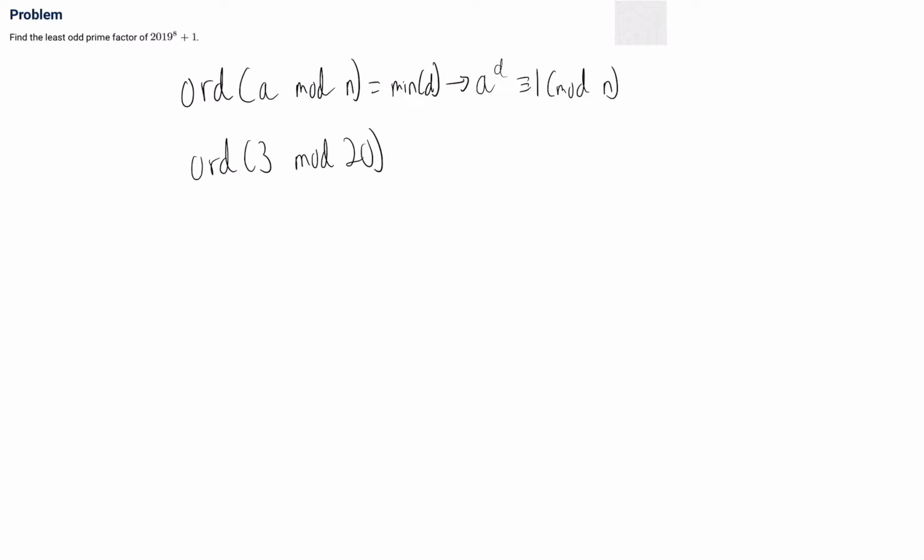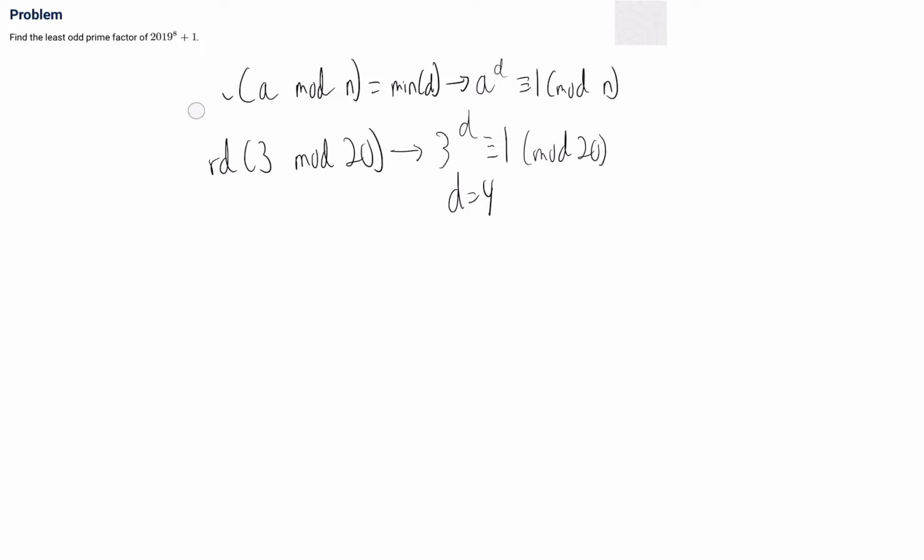Okay, so it's going to be the minimum d so that a to the power of d is congruent to 1 mod 20. Well, in this case, a is 3. And just testing values of d, we can see that d is equal to 4. So the order of 3 mod 20 is 4.